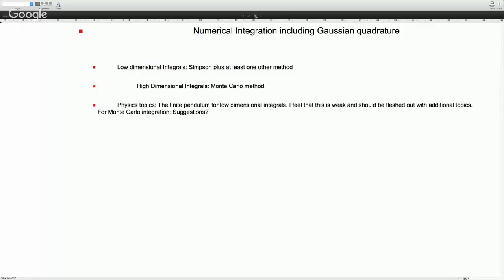And for applications of Monte Carlo integration, I'm also really looking for some physics topics that aren't super specialized, so that they're readily accessible to the students, and you don't have to spend an hour or so teaching the students some specialized piece of physics just for an integration application. But this is another case where I'm really hoping that other people can provide some suggestions here.